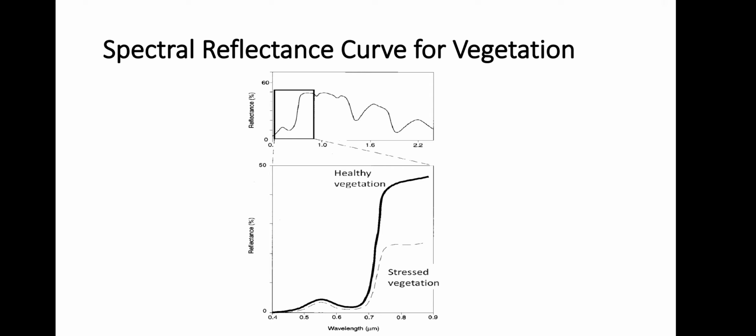And here you can see the comparison of reflectance curves of healthy and stressed or unhealthy vegetation. This is again from Gibson's book.